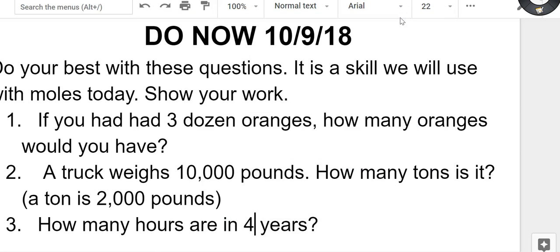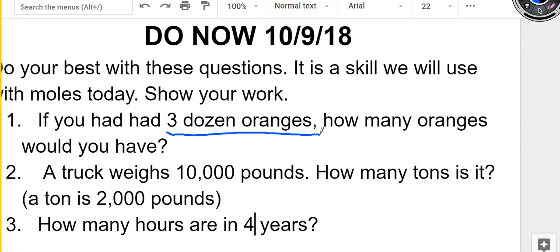Review now. I gave you some simple dimensional analysis problems. You didn't know you were doing dimensional analysis, but you were. So if we take a peek at this, you can see that you were given something. In this situation, you were given 3 dozen oranges. This will take you all the way through what we're learning now, which is called stoichiometry.